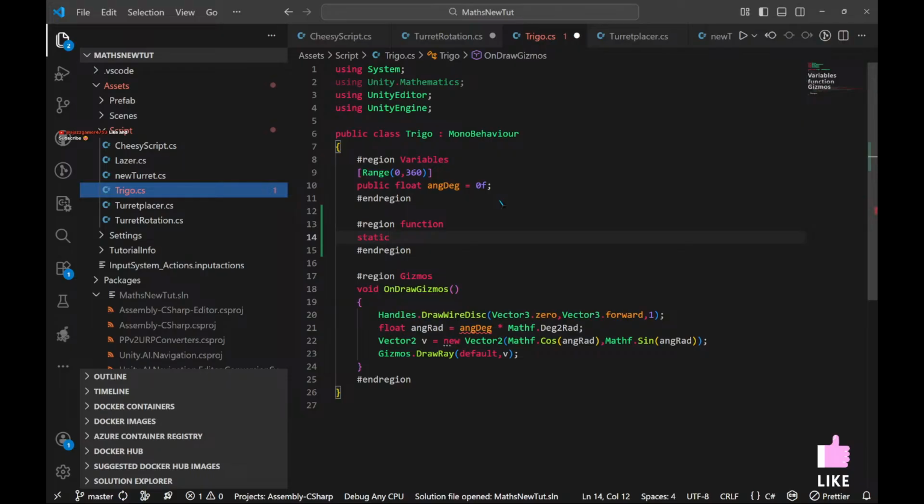Static functions. I forgot the static functions.